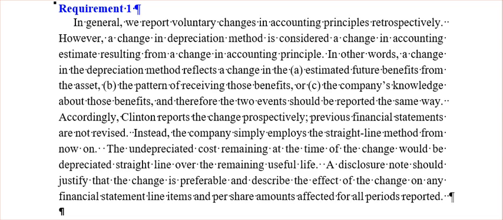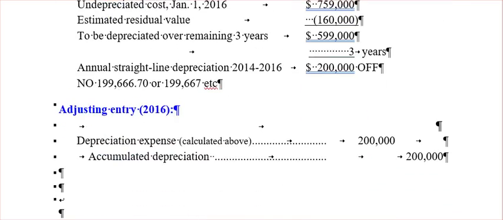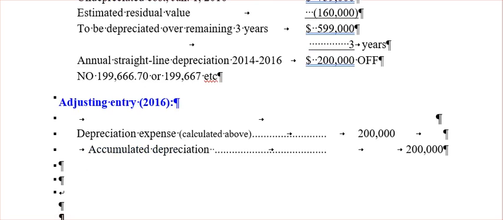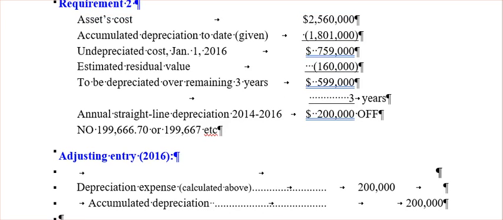Instead, the company simply employs the straight line method from now on. A disclosure note needs to justify the change and describe the effect on any financial statement items and per share amounts affected in all the other periods. Just like in our PowerPoints, what you need to do is say, where are we? And then figure out what needs to be taken off in terms of depreciation, and then figure out how much to do per year.